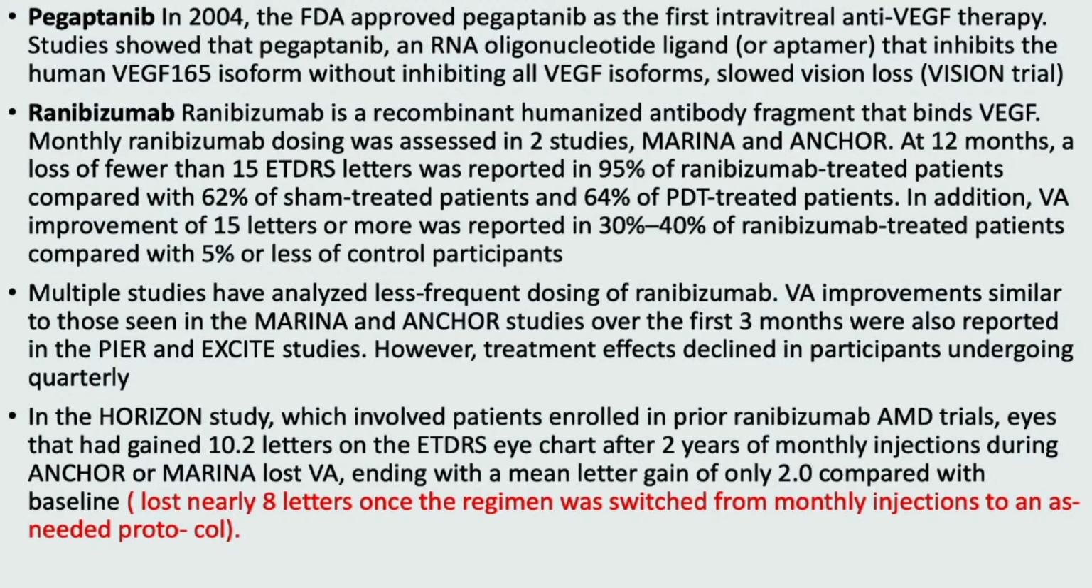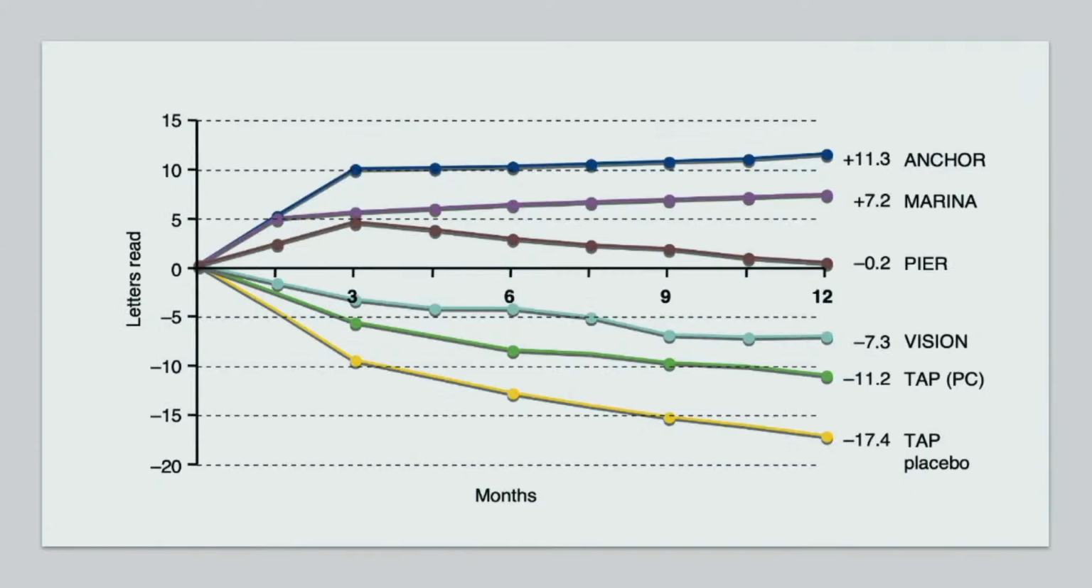Then the problem with this was that you have to give treatment once every month. So they started saying, can we reduce the burden of treatment? What happened next was the PIER trial, where they gave 3 doses of ranibizumab, and then they said, okay, we will give it once every 3 months.